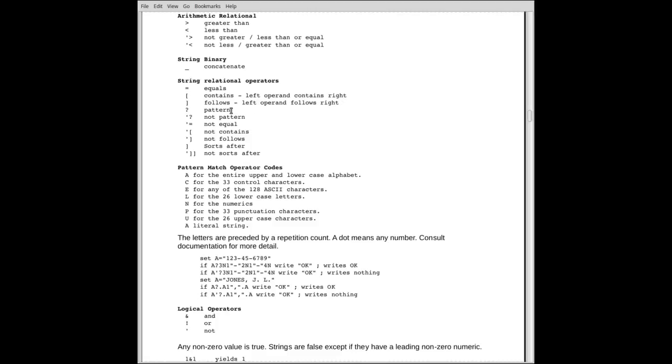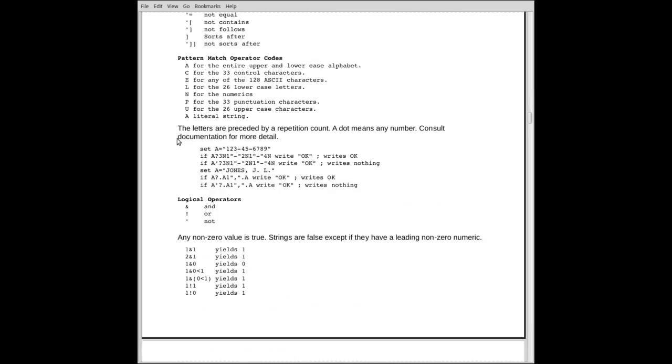Pattern match allows you to compare. The first operand is the source string, the second is the pattern. It allows you to apply a pattern to a string and determine whether or not the string follows that pattern. We'll see an example down below. There's not pattern, not equals, not follows, not contains. There's also sorts after, and not sorts after. There's a missing bracket here, I'm sorry. They have to do with the collating sequence, and they're kind of obscure operators. I'm not going to dwell on them.